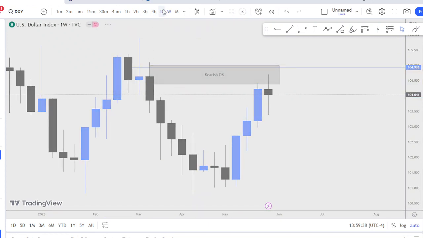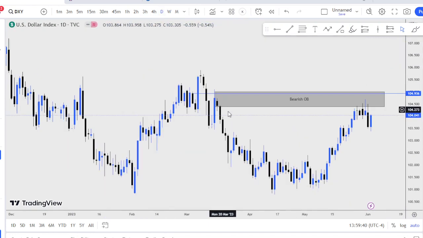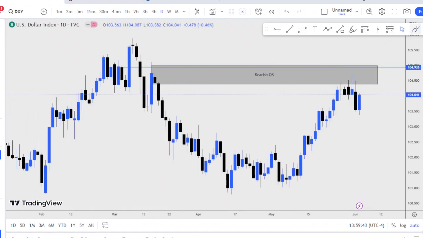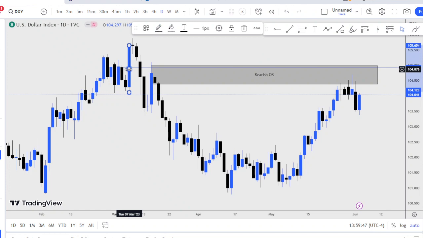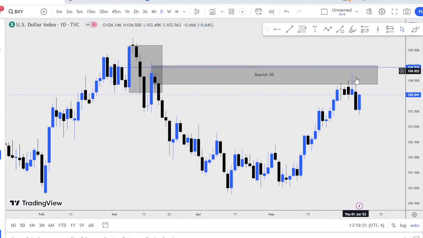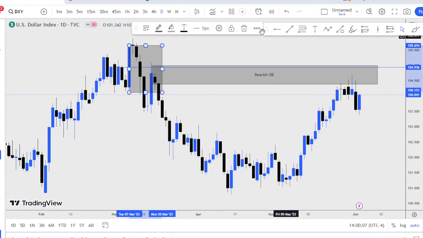So when we drop to the daily time frame, we are putting our concentration on this bearish order block, whereby we were expecting this price to retrace at least 50% of that bearish order block before we see the rejection in price, which it did. It didn't reach the 50% of it, but it was around 40% of this order block before we saw the rejection to the downside.